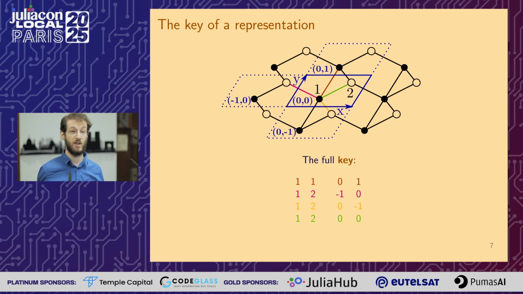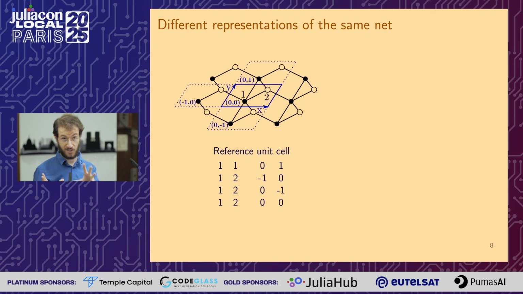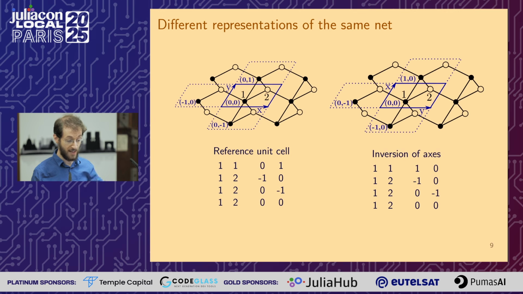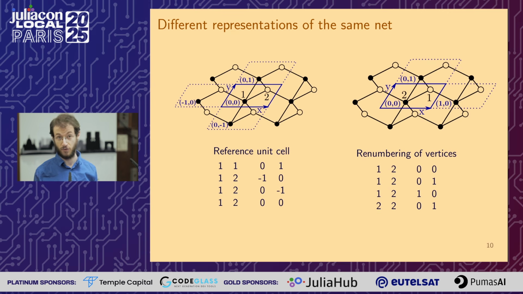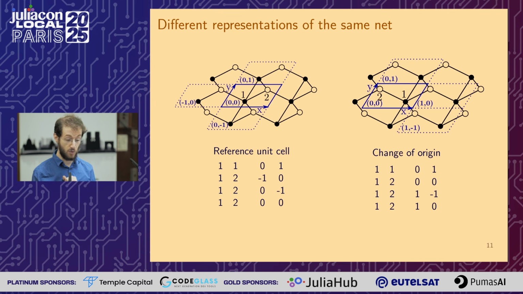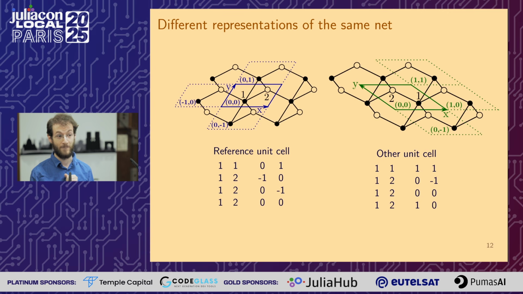So, are we done? Can we say, well, the key is the name of the net? Not really, because this key is not actually unique. Even though the key identifies the net, the net is not identified by the key, which means that in practice, if you change, for instance, the order of the axes, you will get a different key. If you renumber the different vertices, you will get a different key. Even worse, if you move the unit cell, you will get a different key. And even worse, there is actually an infinite number of unit cells for the same graph. So the question of finding a unique sequence of numbers that identifies the graph is difficult.